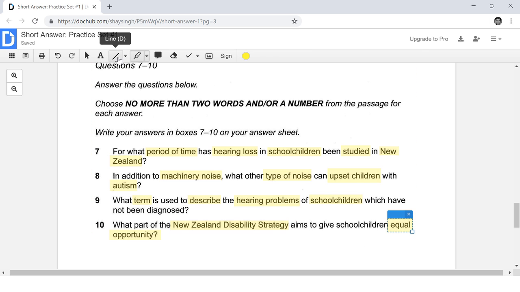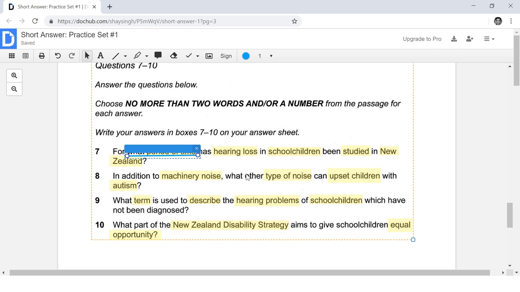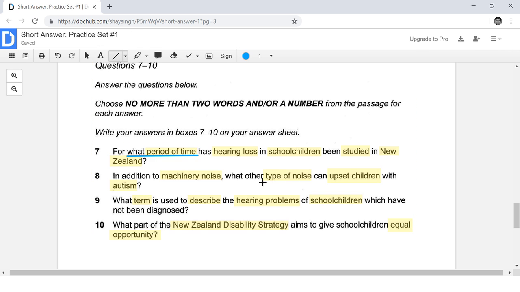I quickly also want to underline certain parts of the question to emphasize the fact to you that we are looking for very specific information when it comes to short answer questions. So what specific information are we looking for in number 7? Well, in number 7, we are looking for a period of time. It's a certain period of time that we are looking for, a specific period of time. Here, we are looking for a type of noise.